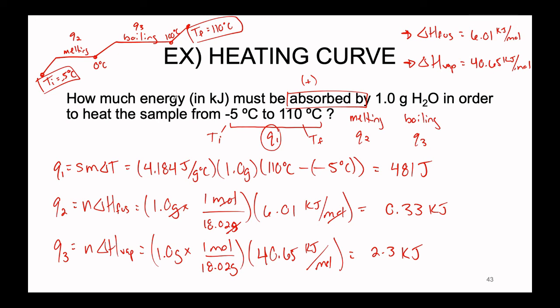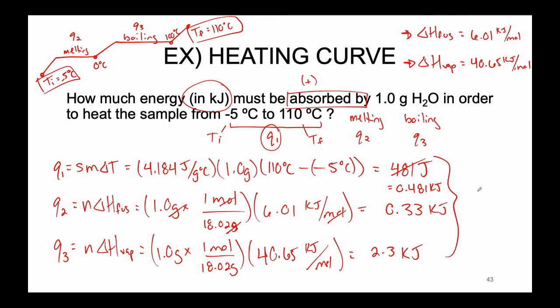All right, so last but not least, now that we have found how much heat is necessary to change the temperature, how much heat is necessary to melt, and how much heat is necessary to boil, all we need to do is add these things together. Our final answer should be in kilojoules according to the problem, which means we are going to turn this 481 joules into kilojoules by dividing by 1000. So this will be equal to 0.481 kilojoules. And now we have everything in the same unit, and we can add everything together.